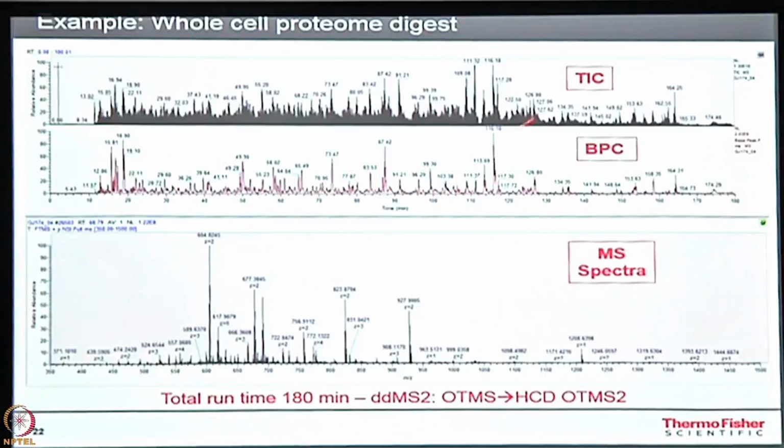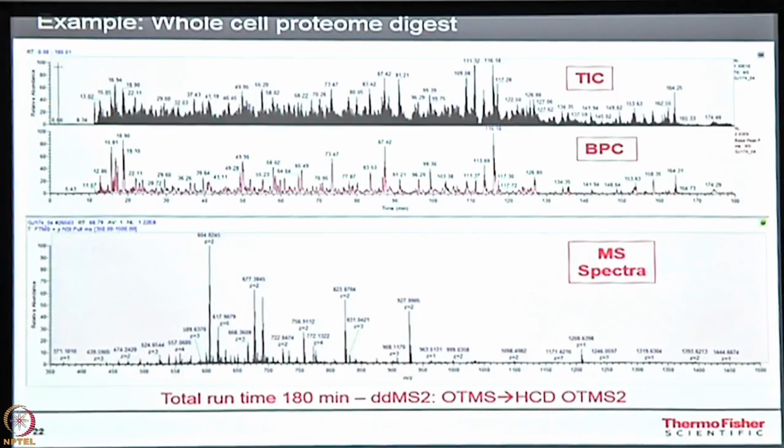Now if you click anywhere, you will get MS spectra like this. This is the real MS spectra, where the x-axis is m/z and the y-axis is relative abundance, and you will see different charge states, +2, +3, +4. Because of ESI, you will get the different charge states.